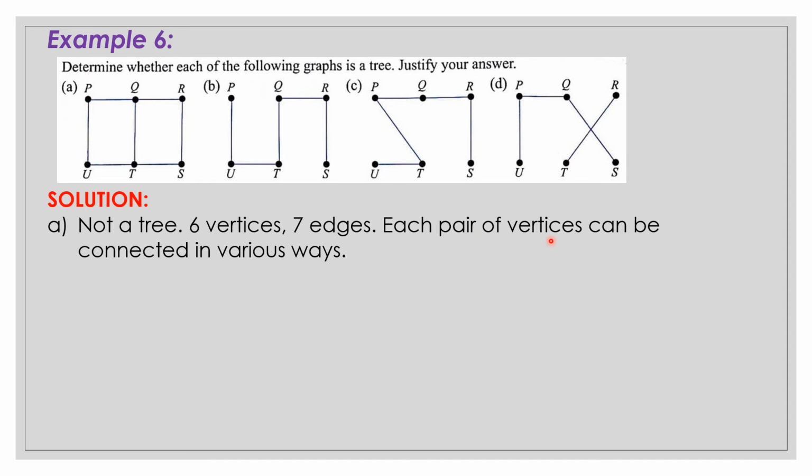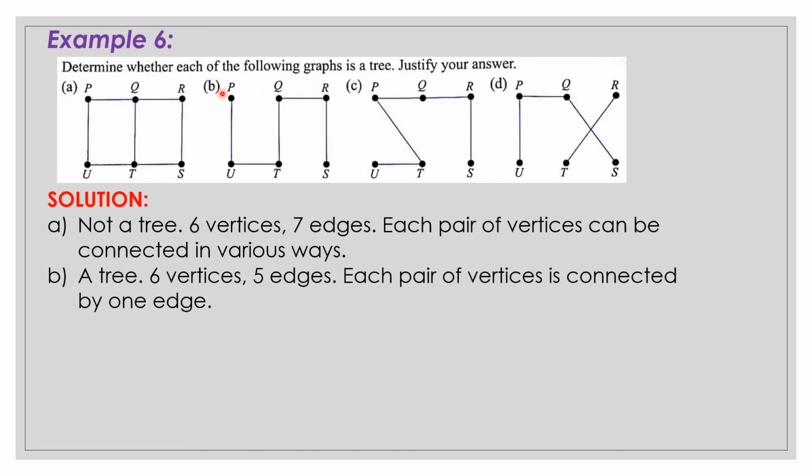So each pair of vertices can be connected in various ways. You see that P can go to Q, another way is from P pass through U, T, and then go to Q. And P also can pass through U, T, S, R, and go to Q. So you have various ways. So this is not a tree.